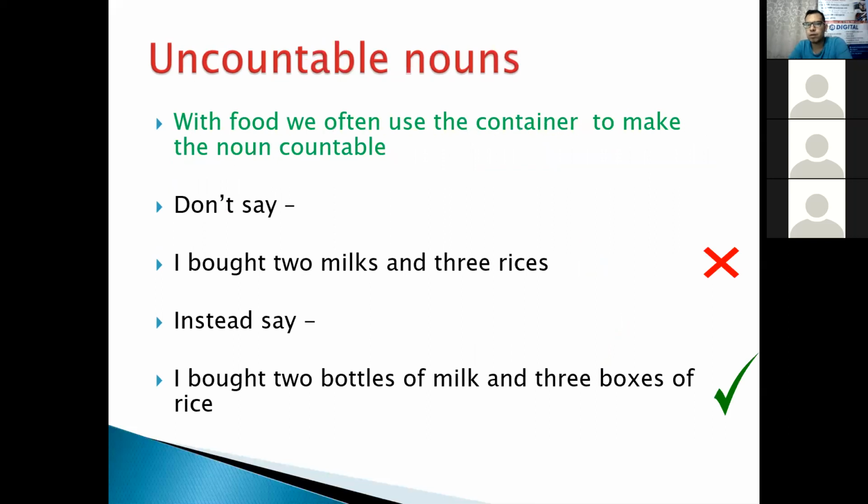With food, we often use a container to make the noun countable. We use the container. What contains food? I bought 2 milks and 3 rices. That's not correct. Instead, say, I bought 2 bottles of milk and 3 boxes of rice. Okay, it depends on the containers.